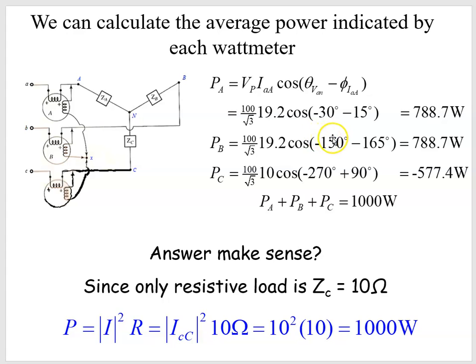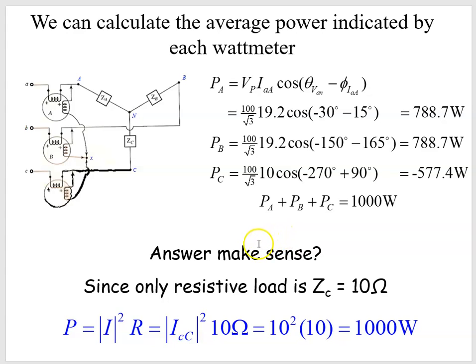For PB, the VP is the same, but our VBN is negative 150 degrees. It's negative 30 minus 120, and then our IBB current had an angle of negative 165 degrees and an amplitude of 19.2. And then finally for PC, when we add them all up, we end up with 1,000 watts.